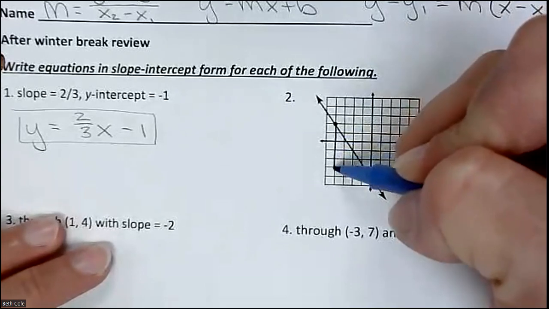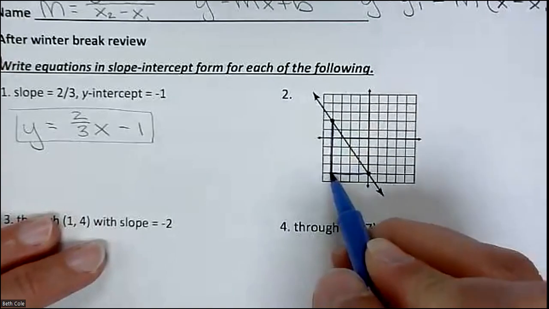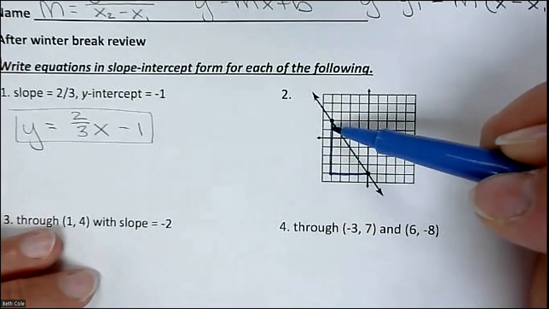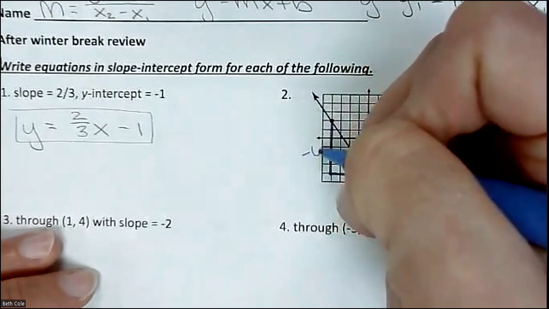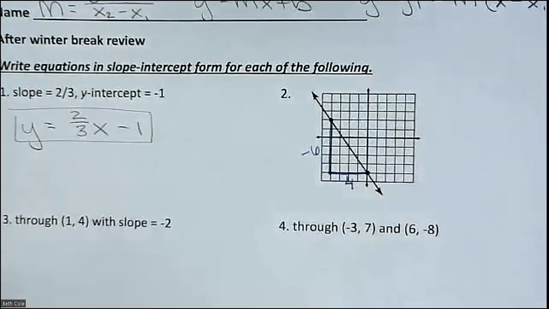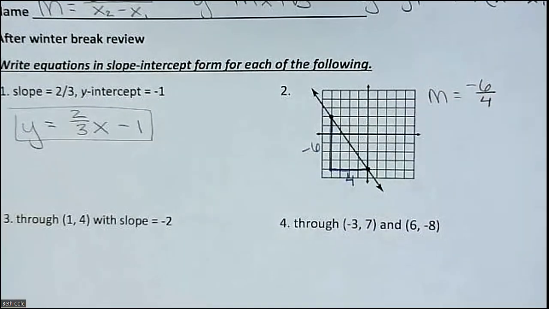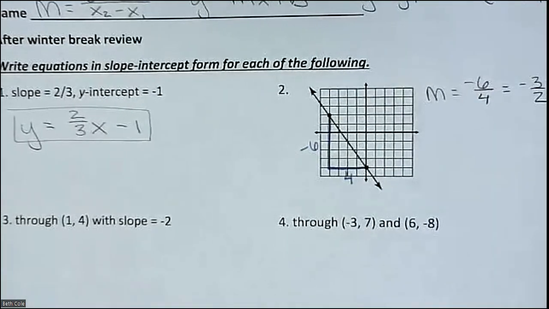So if you want to draw in your little triangle so you can count the little boxes, how much down and then how much to the right you go. So how many little boxes down do we go? 6. So down 6 and then over 4. So our slope is negative 6/4. Does that reduce? Yes. If it does, then you have to reduce it. They'll both divide by 2. Good. Negative 3/2. So that's our slope.